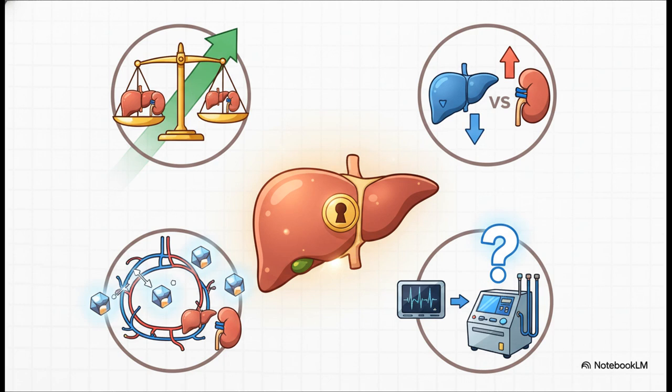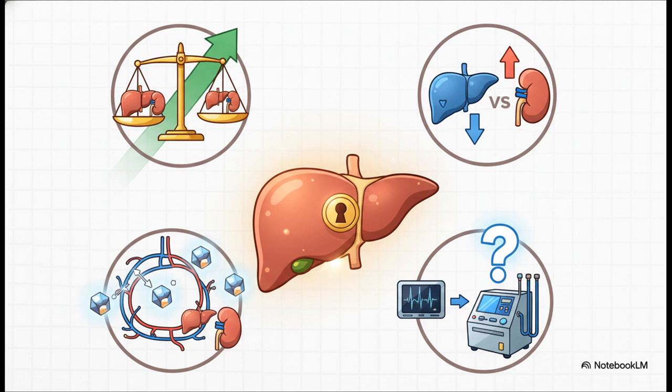First, SLKT works. For the right patient, it offers excellent long-term survival. Second, our biggest job in the OR is to be masters of hemodynamics, actively managing those conflicting goals for the two different organs. Third, be smart with your pharmacology. Choose drugs with predictable organ-independent metabolism to reduce uncertainty.